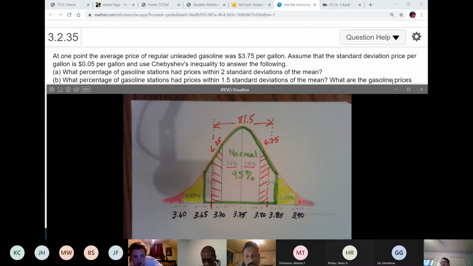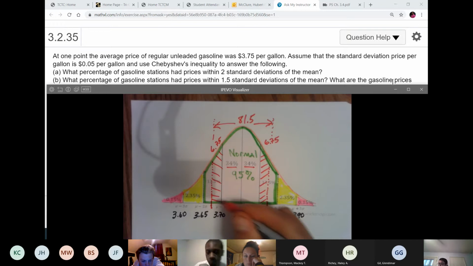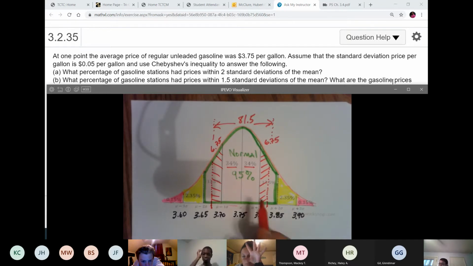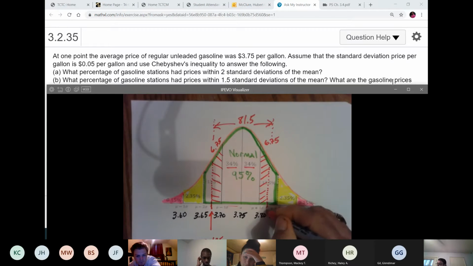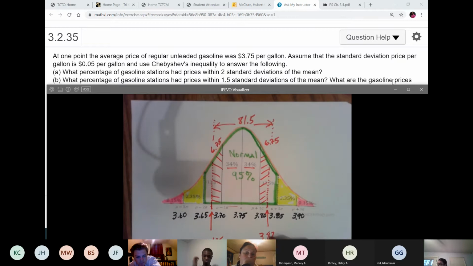What's the gasoline price? Well, somebody tell me what's between, now you got to think here. What's between 365 and 370? 5 cents. And then half of that would be what? 2.5. $2.60. So that would be 3.675. And here would be 3.825.